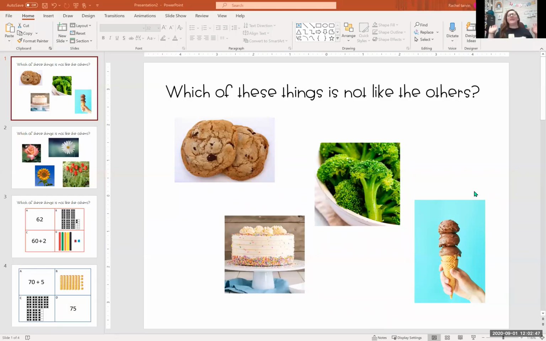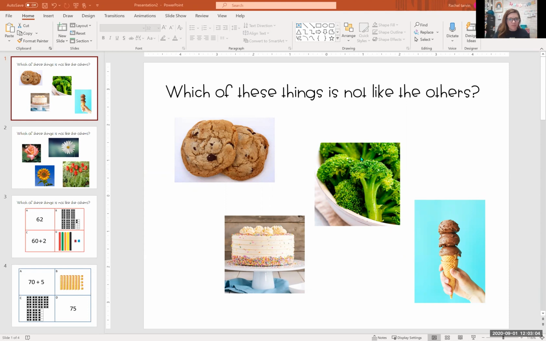Okay, so I want to start by playing a little game with you. And this game is called Which One of These Is Not Like the Others? So there's an old game from a long time ago, and there's actually a song. I'm not going to sing it because I'm a horrible singer, but you can click on it in the Seesaw activity and you can see Sesame Street talk about which one of these things is not like the others. Today we're going to play the game together here.